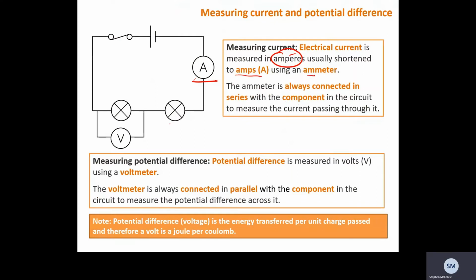Potential difference is measured in volts. If I want to find the voltage of this particular bulb here, I've got to connect the voltmeter across it. It will measure the potential difference going in, it will measure the potential difference going out, and it will find the potential difference that was used by this bulb. Potential difference is the energy transferred per unit charge passed, and therefore a volt is a joule per coulomb.